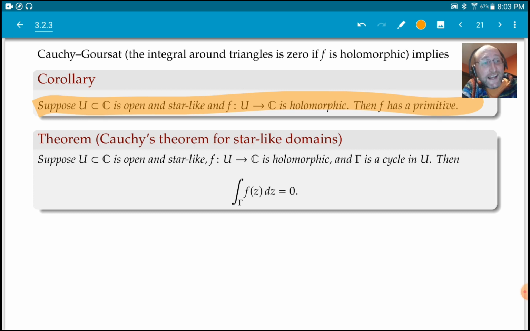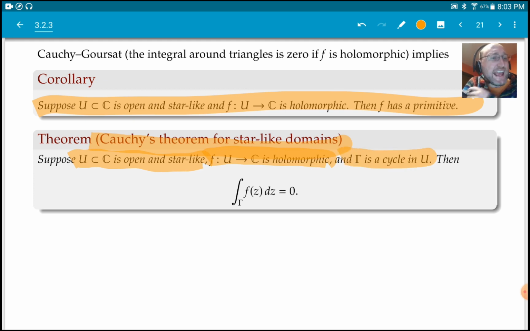Okay, so with that, we get Cauchy's theorem for star-like domains, meaning if U is a star-like domain, F is holomorphic, and gamma is any cycle in U, absolutely any cycle in U, then the integral around this cycle is 0, right? So before we had the Cauchy for triangles, and those very, very special cycles. This is absolutely any cycle, and we get that the integral is 0.